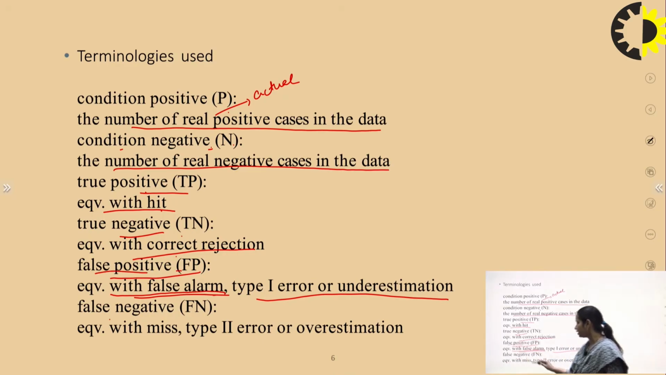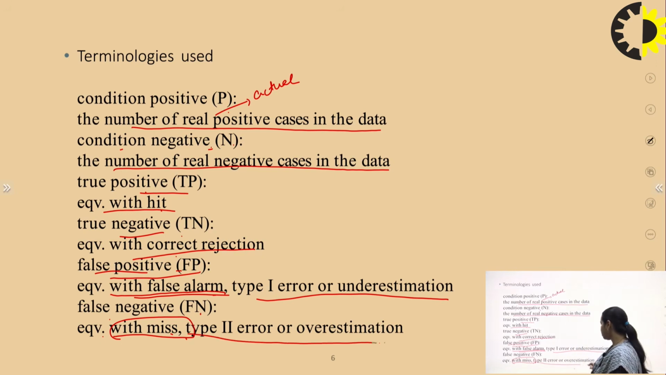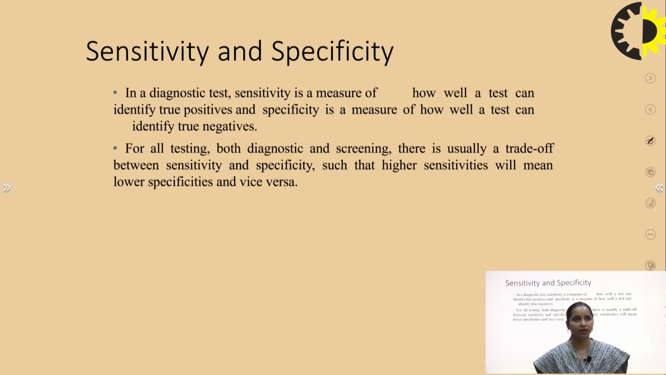What is a false negative? It is equivalent to the misses. There should be the object, and the classifier should have detected the object, but it has not detected it. It has missed that object. Then we say that it is a type 2 error or overestimation also, right?